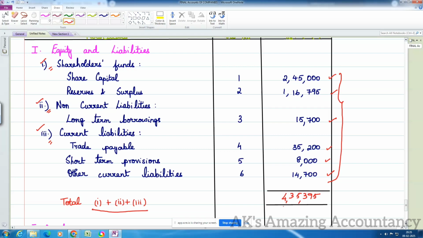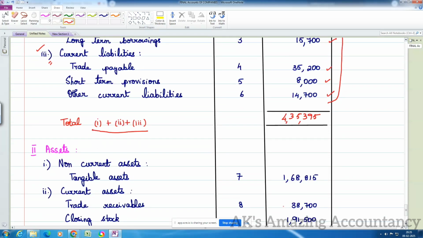Let us now get along with the assets. Usually, under the heading assets, we'll be having non-current assets and then current assets. Under non-current assets, we'll be recording the tangible assets, which is nothing but fixed assets after depreciation, for which we have already prepared note 7, which gives us a total of 1,68,815. You can refer to the notes. Then next we have current assets. Under current assets, we have already prepared note 8, that is trade receivables, which shows 38,700. Under trade receivables only we were having debtors.